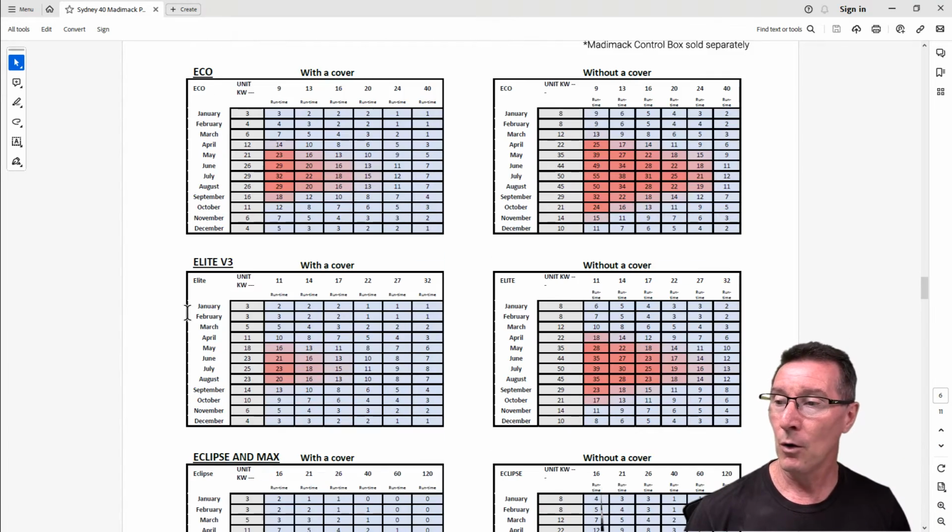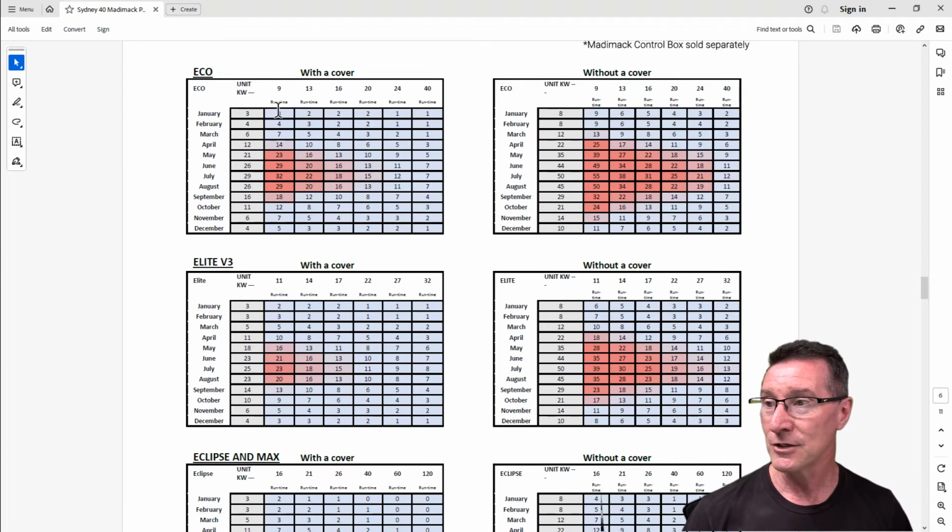Anyway, what this shows here is, these are the months down here, and because we're on the opposite side of the flat earth, June, July is the middle of winter here, right? And of course, January is the middle of summer here.